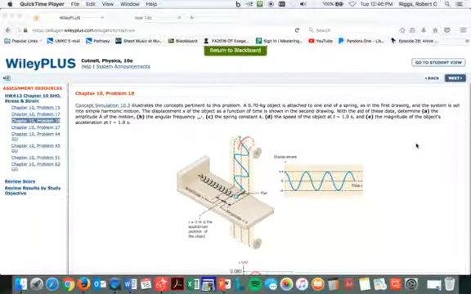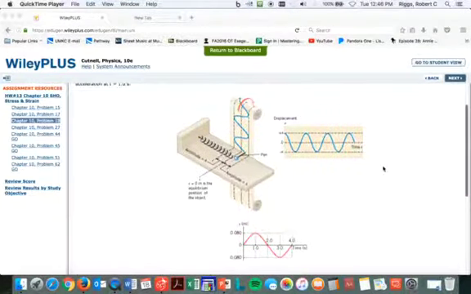All right, let's look at problem 18 here. Real quick, it says this illustrates the concepts. So it's got an amplitude, and it's going back and forth. If it had a spray paint can on here, you'd be able to see the sine curve, and this is the way it's moving.